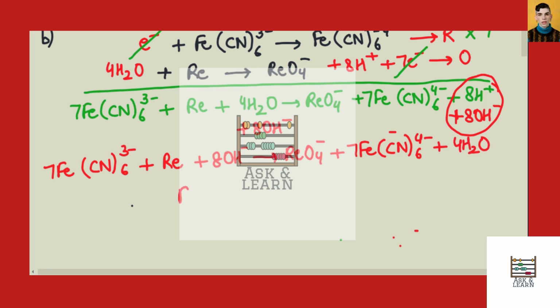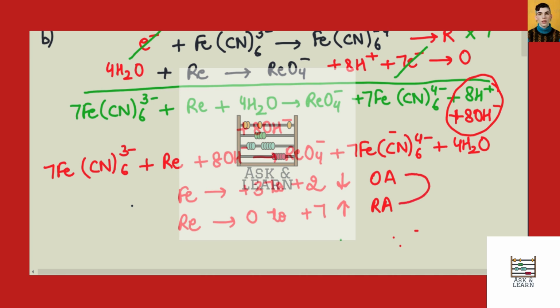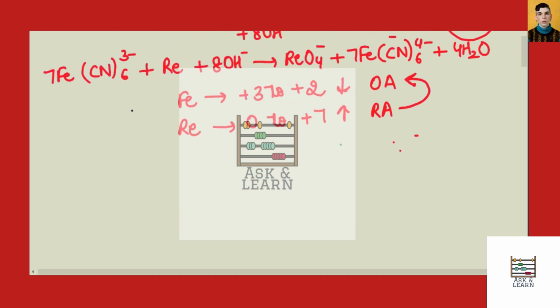Now if you see, iron in Fe(CN)6 3- goes from +3 to +2 oxidation state, and therefore Fe(CN)6 3- is our oxidizing agent since it experiences a decrease in oxidation state. And rhenium goes from 0 to +7, which is an increase in oxidation state, hence that is our reducing agent, which means it reduces Fe(CN)6 3- and itself gets oxidized. So that's our part B.